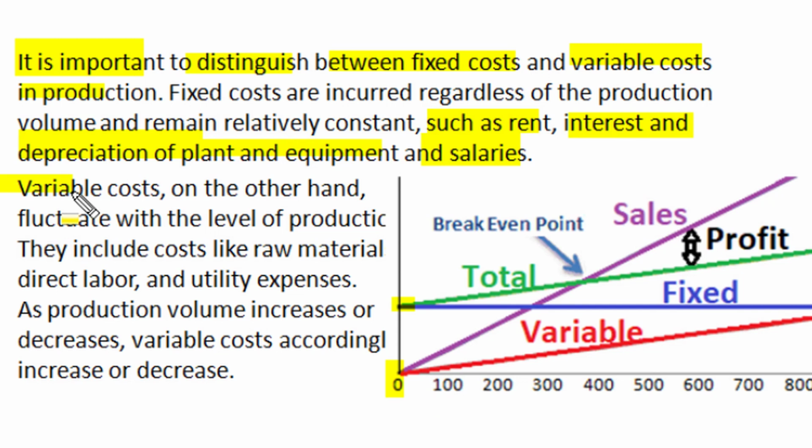Now variable cost on the other hand fluctuates with the level of production as shown by this red line. This includes cost of raw material, direct labor and utility expenses, and as production volume increases, this variable cost component also increases and it decreases if production volume decreases. Now the sum total of fixed and variable cost is total cost, and it is shown by this green line.